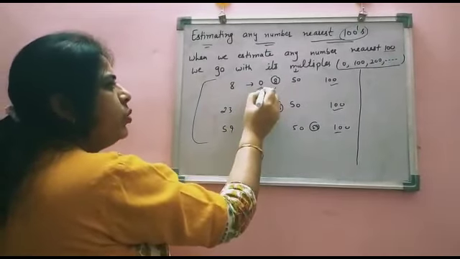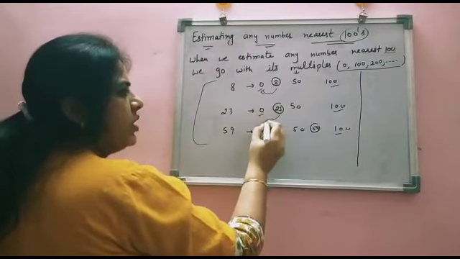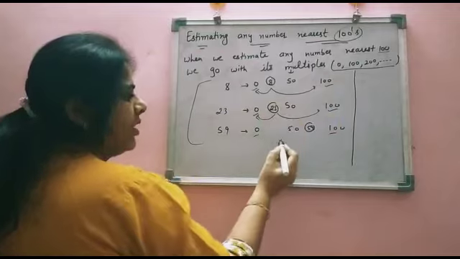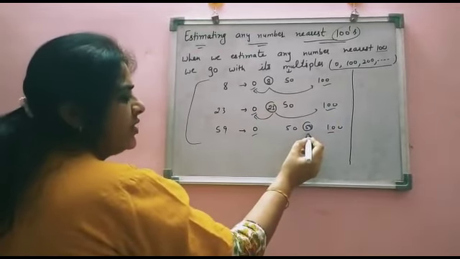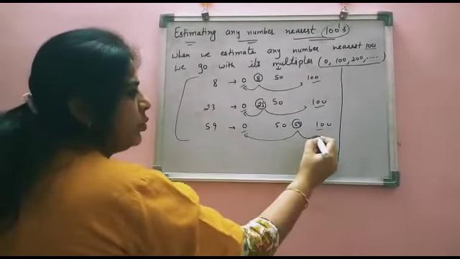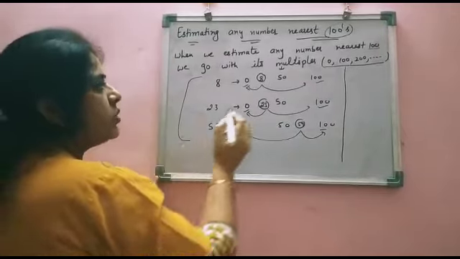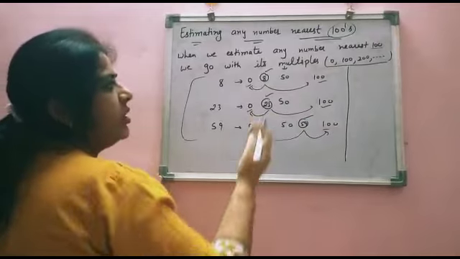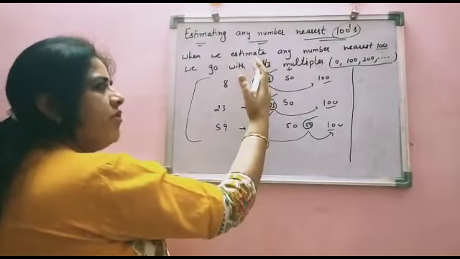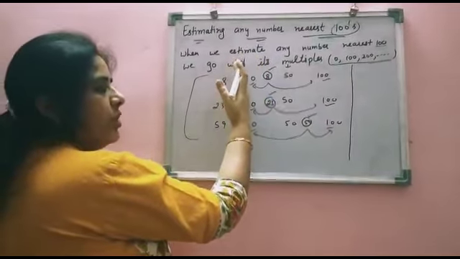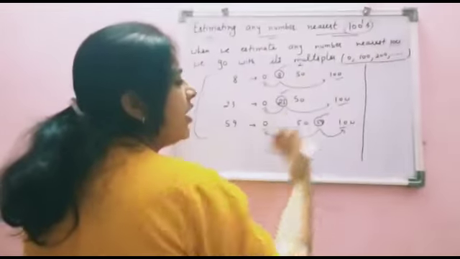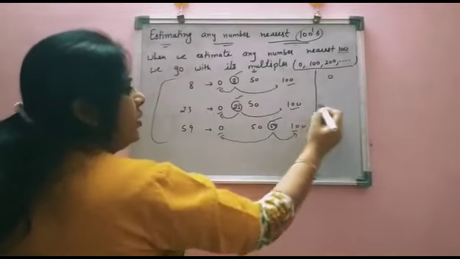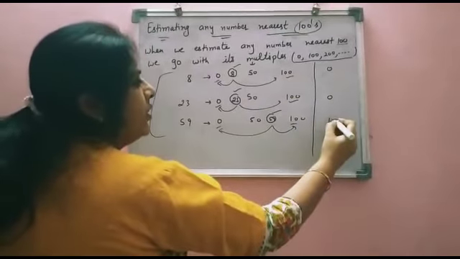So it is near to what? 0. It is near to what? 0 compared to 100. But here 59, we see it is near to 100 compared to 0. So when these numbers are estimated to the nearest 100, if the number is less than the halfway, it goes with the previous one. If it is more than the halfway, it goes with the next. So the answer would be here 0, here 0, here 100.